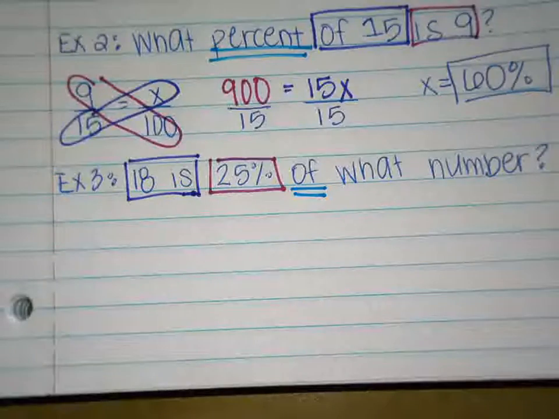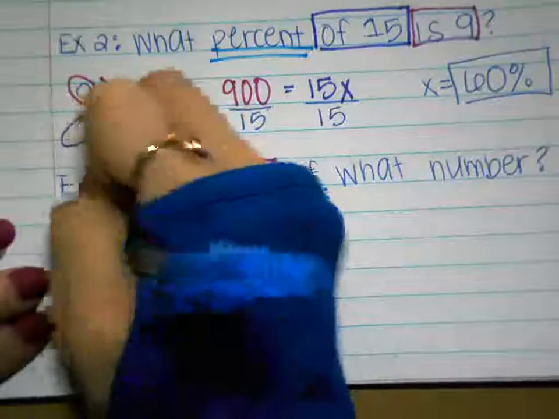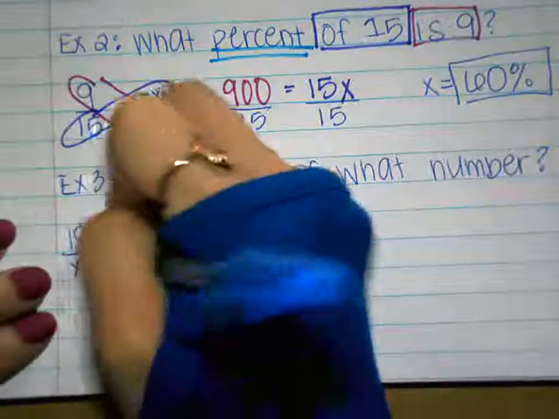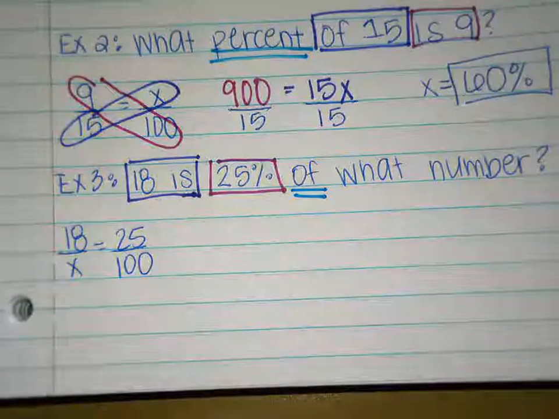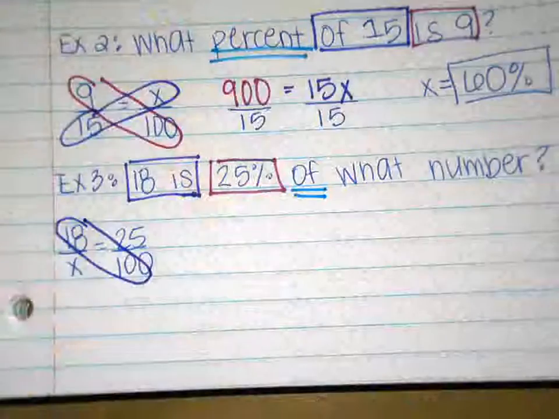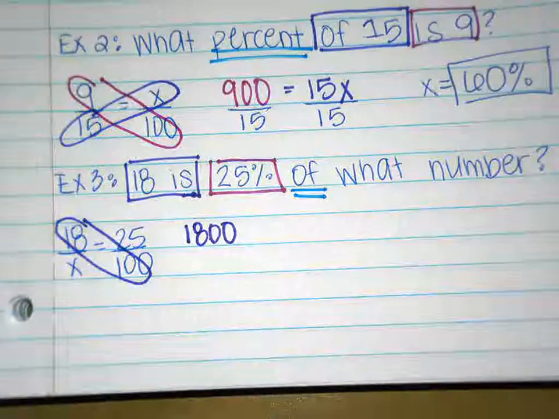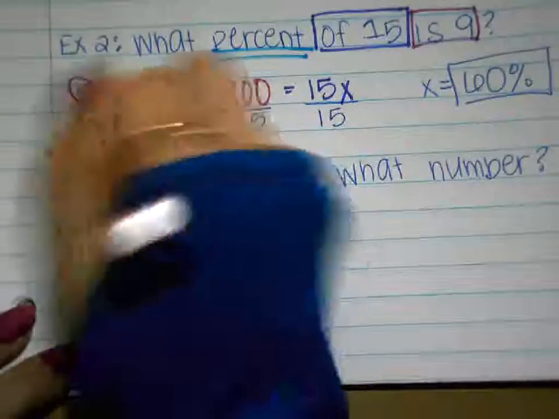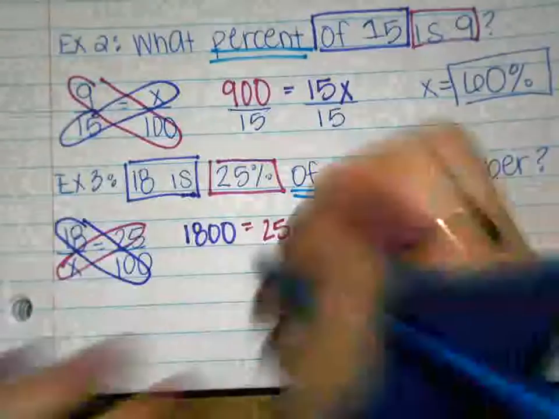Alright. Kansas, how did you set this one up, sweetie? I put 18 over X and 25 over 100. Perfect. Does that make sense now? So you guys should all have 18 over X equals 25 over 100. What should you be doing now? 18 times 100 is? 1800. X times 25 is? 25x. What do we do now? Divide by 25.